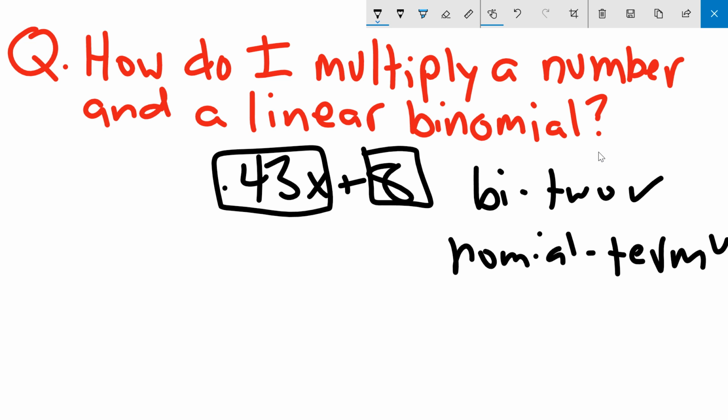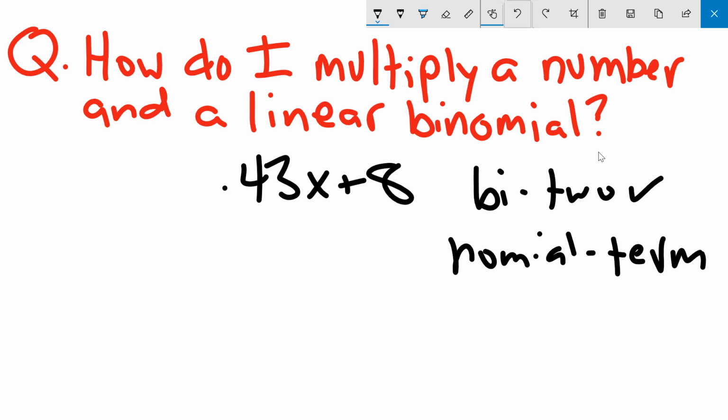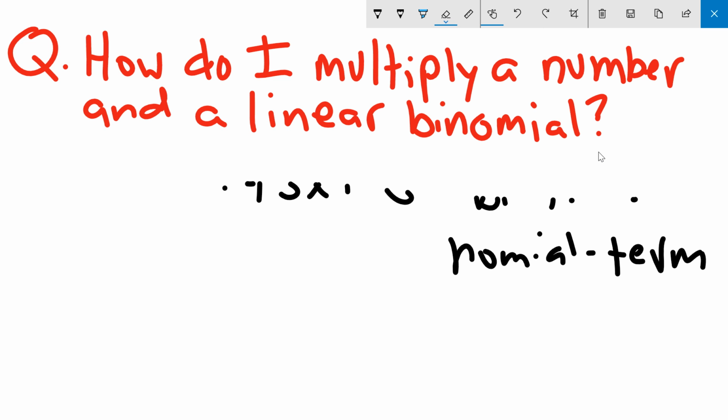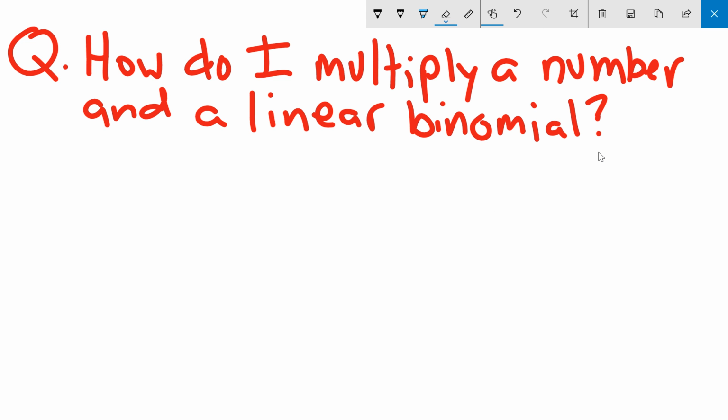Terms are parts of an expression separated by addition, right? So we've got 2 terms, and now we can kind of understand what a linear binomial is. Now, let's look at the answer to this question: how do I multiply a number and a linear binomial? Well, let's take a look.